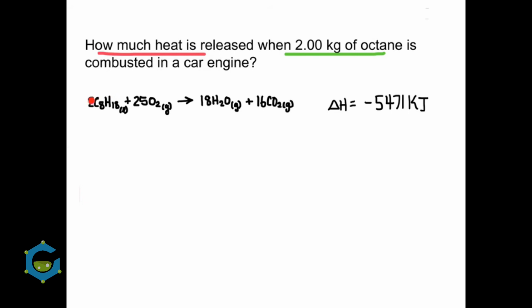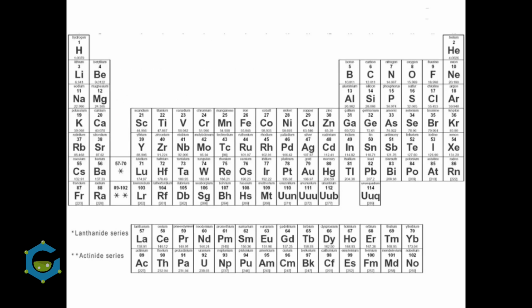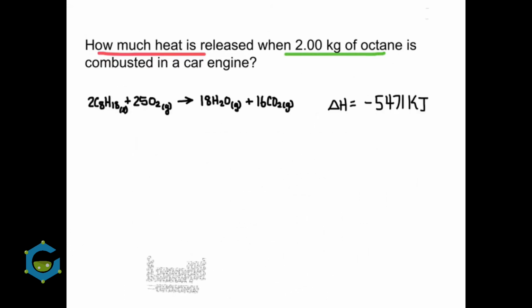So first thing we have to do is find the molar mass of octane. So I need to look at a periodic table and find out how much carbon and hydrogen weigh. So here is carbon, which has a molar mass of 12 grams per mole, and here is hydrogen with a molar mass of 1 gram per mole. Now there are 18 hydrogens and 8 carbons, so I need to multiply that 12 by 8 and then add it to 18. And so I can find that the molar mass of octane is 114 grams per mole.